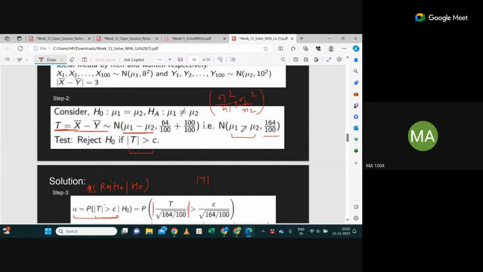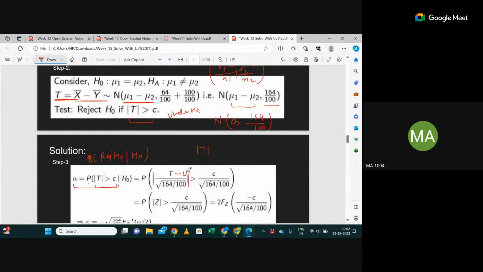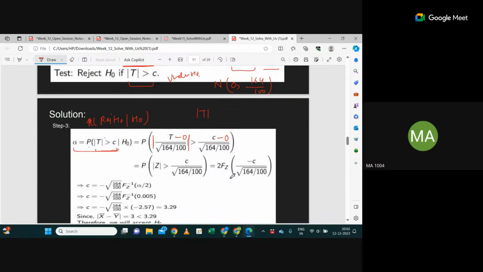Here, if you see, under H naught it will follow normal. Under H naught, it will be what? It will be 0, right? Mean will be 0 because we are considering mu1 equal to mu2. It will be 0, comma 164 divided by 100, right? So it will be minus 0, divided by square root of 164 divided by 100, greater than c minus 0 divided by square root of 164 divided by 100. Basically, we are following the same procedure which we have done in case of single sample. Now, this is nothing but your z. So modulus of z is greater than c divided by this whole quantity.